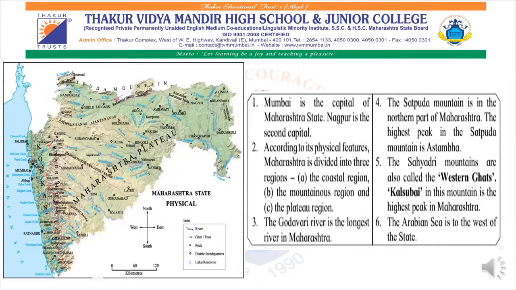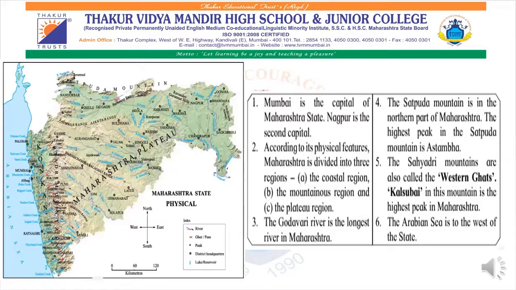Now in Maharashtra the longest river is Godavari. Satpura mountain is in the northern part of Maharashtra. In the upper part you can see the highest peak in the Satpura mountain is Astamba. So in Satpura mountain the highest peak is Astamba. But in Maharashtra, the highest peak is Kalsubai.